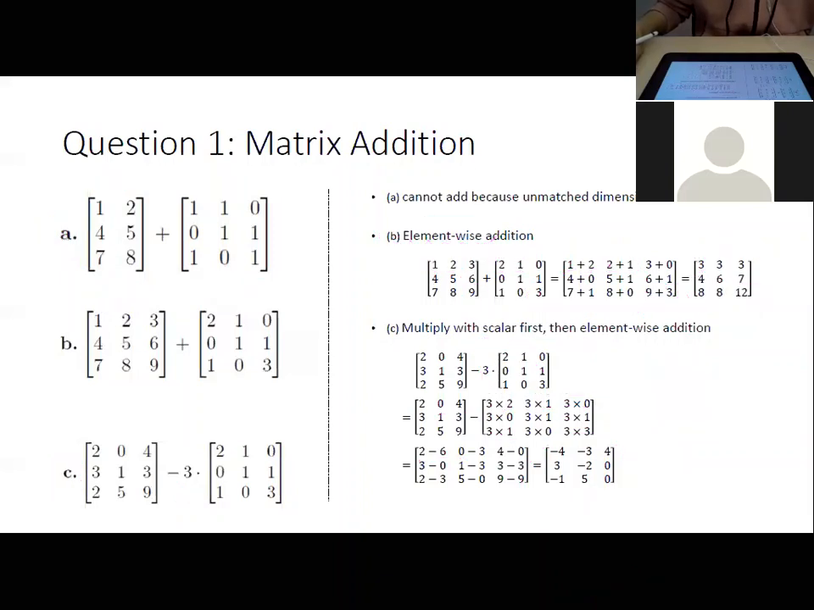The 3 key points are: check the dimension first, then do the element-wise addition. And third, if we meet a scalar, we should do the multiplication between the scalar and every element in the matrix. Now, I think you may not have questions for question 1 because it's very easy. So I move to question 2 directly.